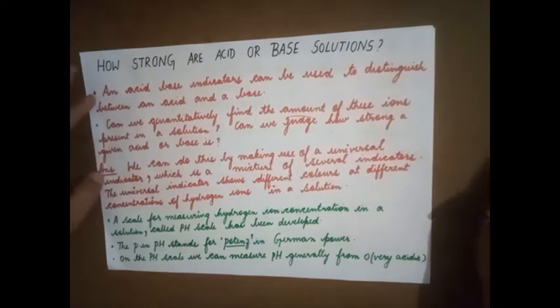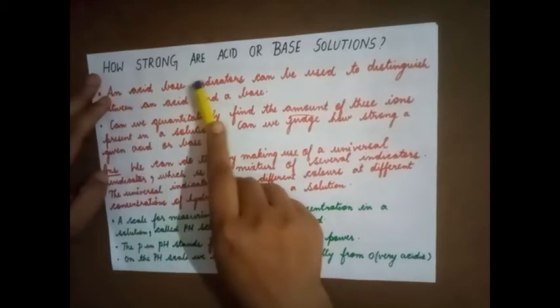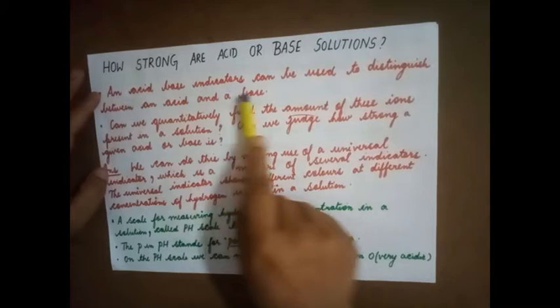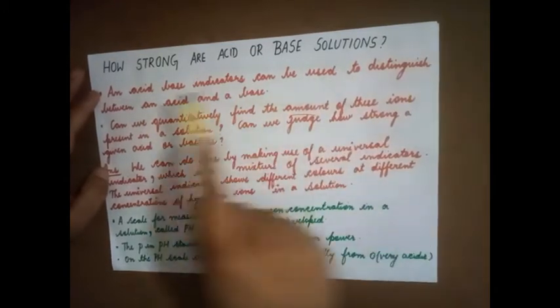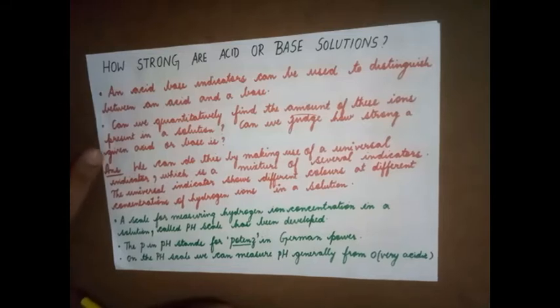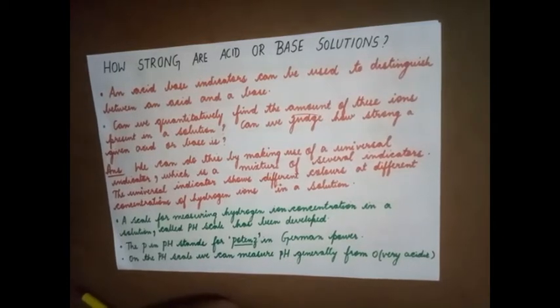Good morning, students. Today we will move on to study how strong acid or base solutions are. Acid-base indicators can be used to distinguish between an acid and a base. The name itself is telling you: acid-base indicator. It helps us to detect whether a given substance is an acid or a base.